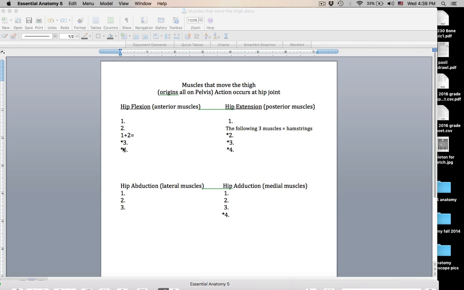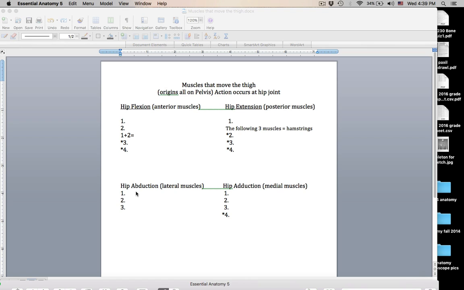If they have stars by them, it means these muscles will cross two joints. So if they cross two joints, they're going to have actions at both the joints they cross. So that's for the hip flexors. For the hip extensors, you're going to have 1, then 2, 3, 4. These last 3 muscles are commonly known as the hamstrings. They all cross 2 joints.